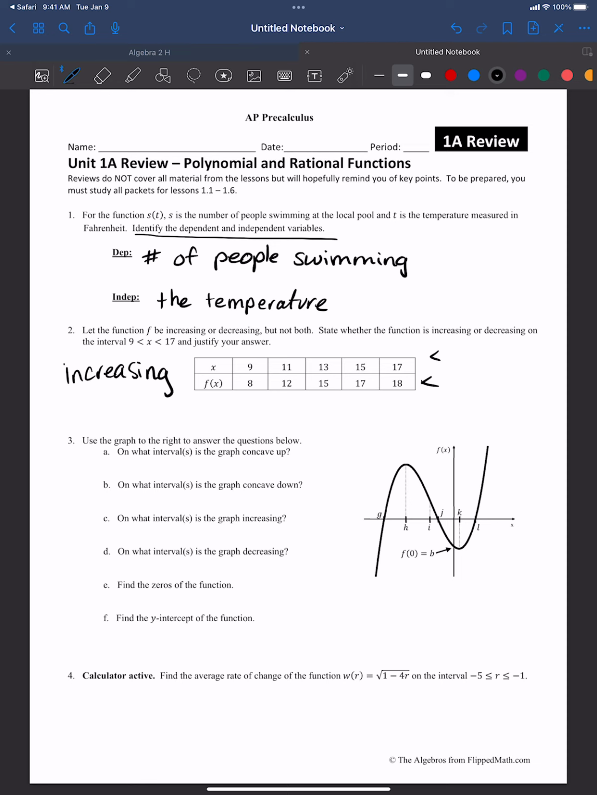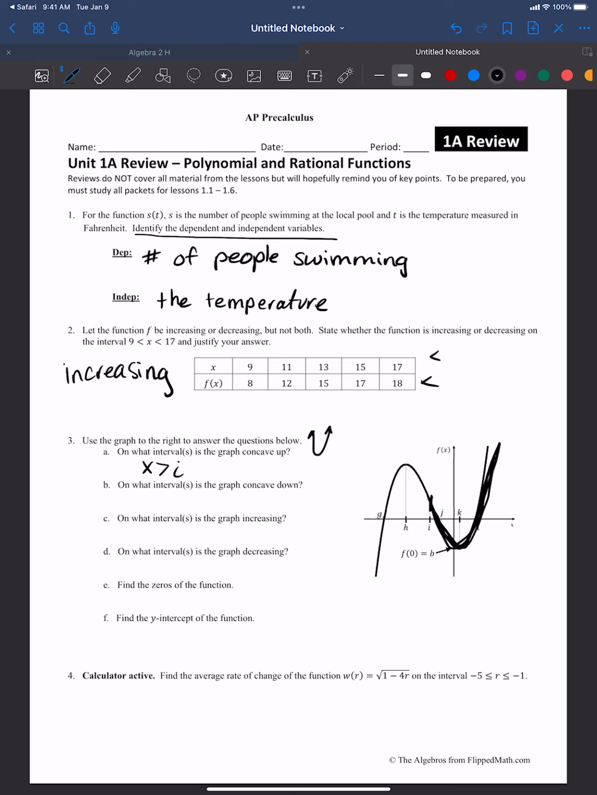Okay, now I'm going to use the graph to the right to answer the questions below. On what interval or intervals is the graph concave up? So remember, that's when your graph is open upwards. So it's really only open upwards at one point, and that is from your x needs to be greater than I. So what's happening here is I is kind of your turning point, and once you hit that point, this is the entire concave up until forever. Okay, so that's my concave up.